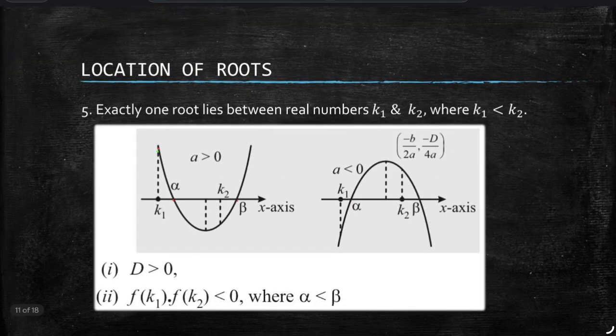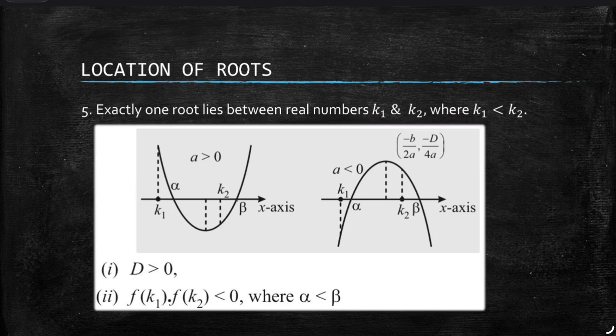In today's video we will be discussing the next condition, which is when exactly one root lies in between k1 and k2. Okay, let's discuss the next category: when exactly one root lies between the real numbers k1 and k2.